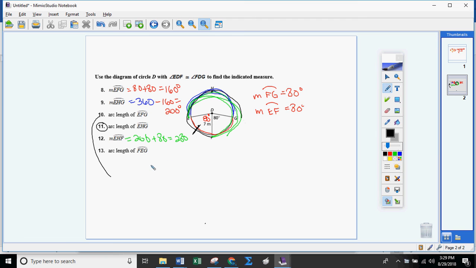This part is 200. So this one is 280 degrees is to 360 as arc length is to the circumference, 2 times pi times 7. Cross multiply, and after you're done cross multiplying, you get approximately 34 and 1900ths of a meter.